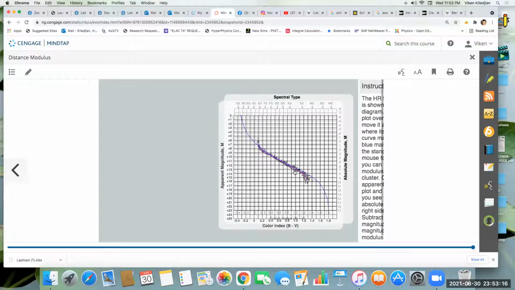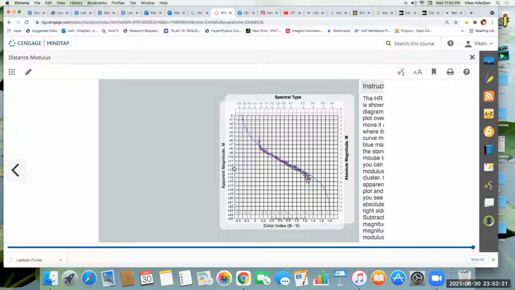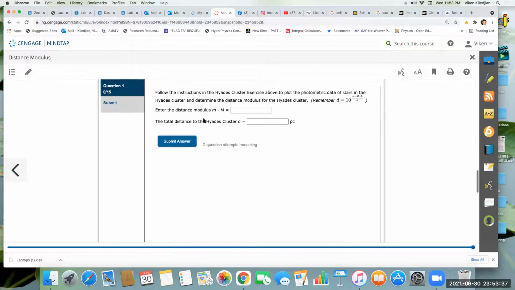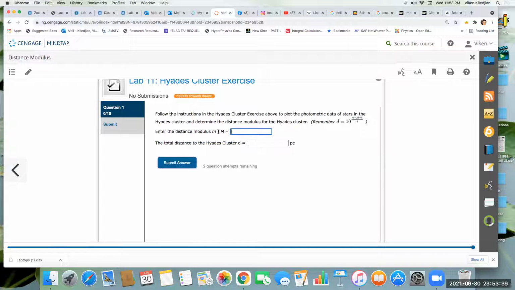Yeah, okay. So it seems like 12 matches with a 6, but it's not quite that good of a match. So I would say apparent visual magnitude 12 matches with a 6. But what you could do, take a picture of this and then assume your little m is a 12 and your big M is a 6. Then put in the values here for the modulus, m minus M, and the total distance to the Hyades cluster. If it doesn't accept your answer, then you have one more try.